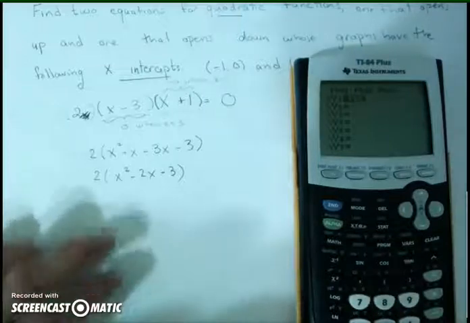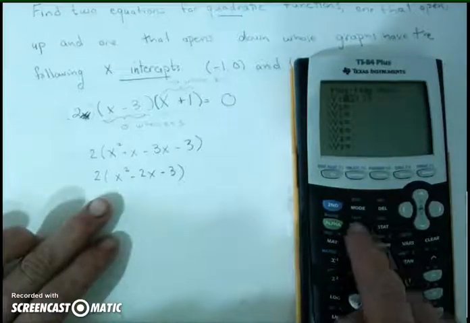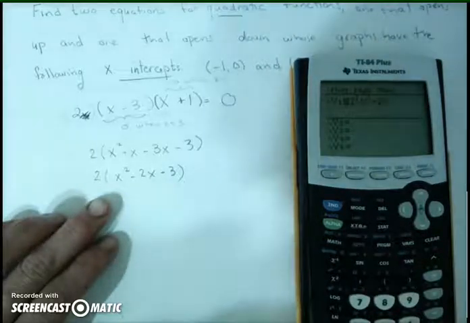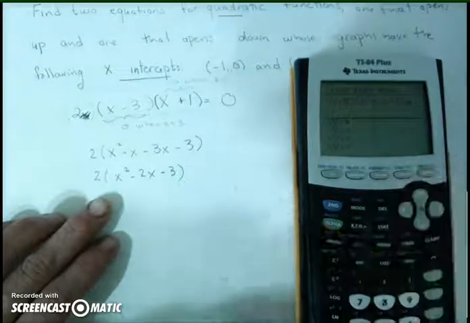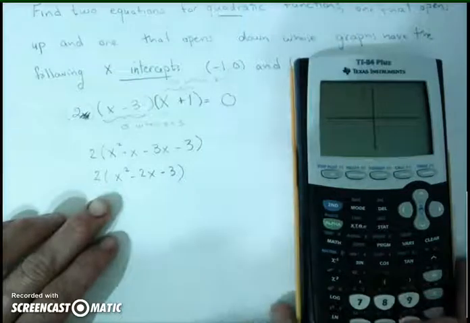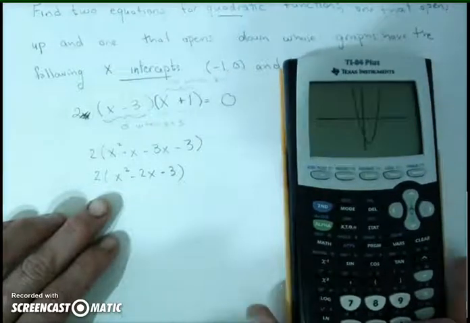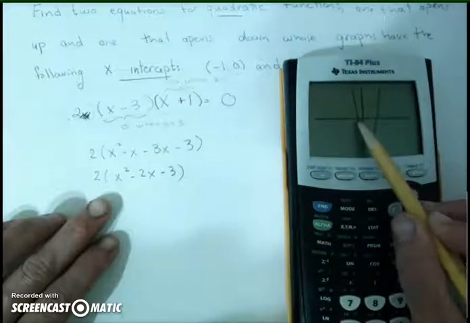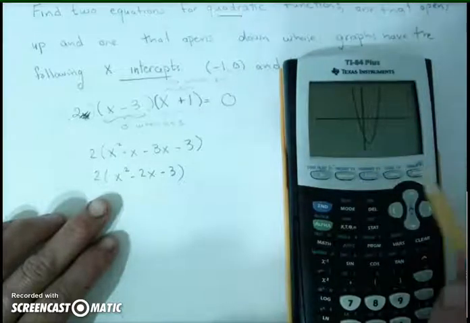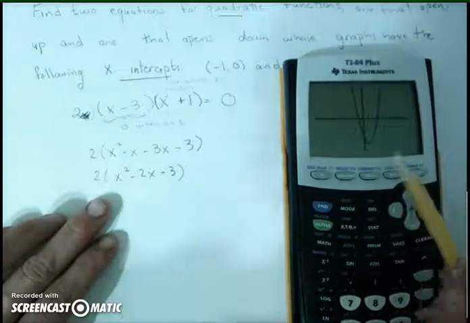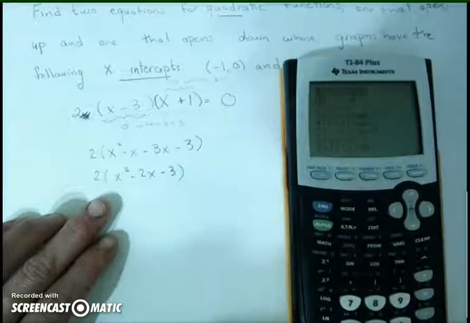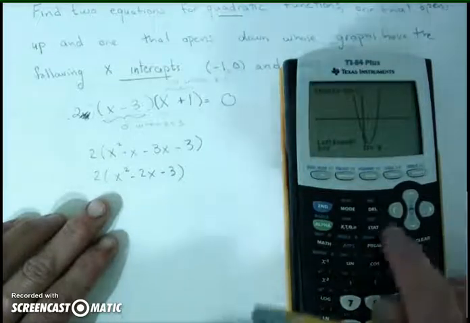2 times x squared minus 2x minus 3. We look at the graph. It's a parabola, and we want to make sure that these intercepts are -1, 0 and 3, 0. There's a nice way you can do that using your calculator. If you click second trace 0, it tells you what the intercepts are.